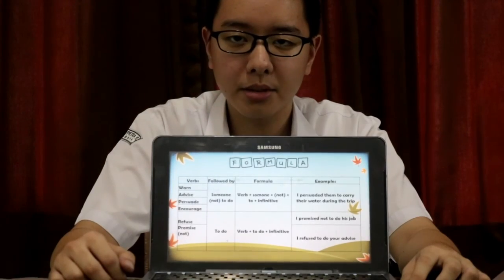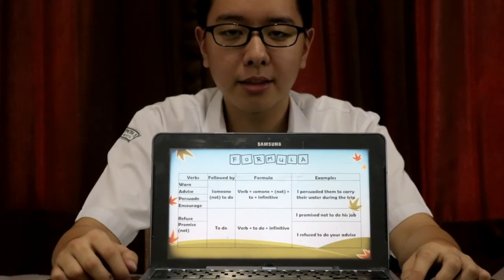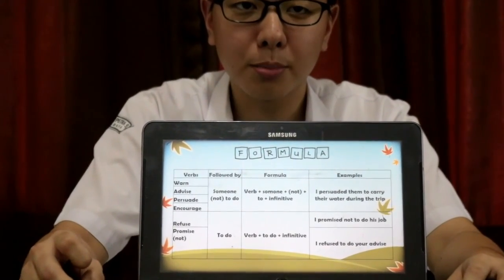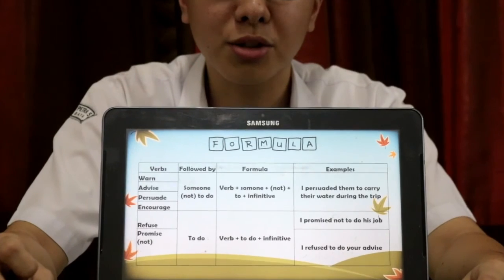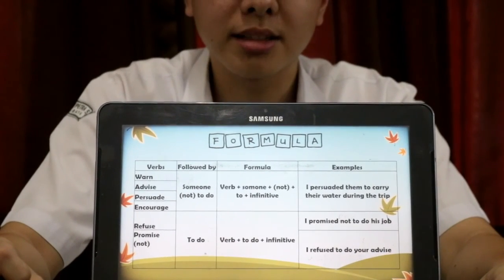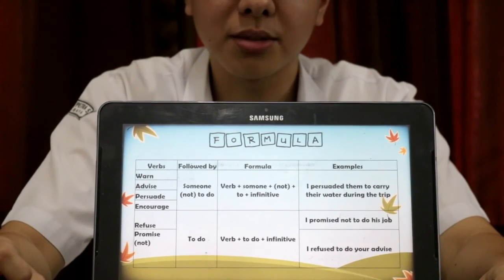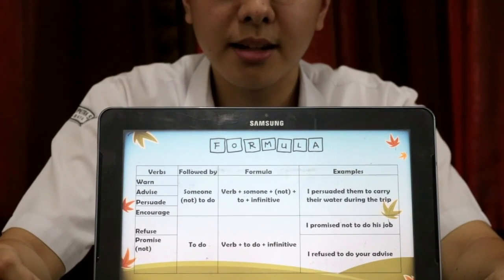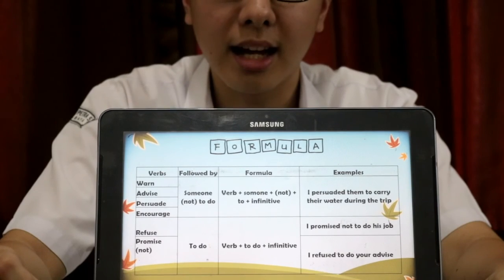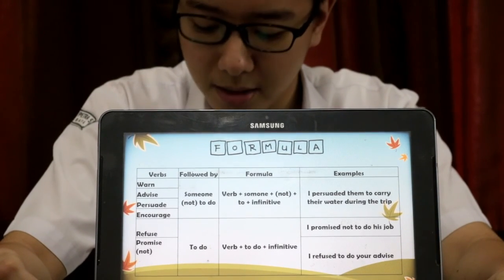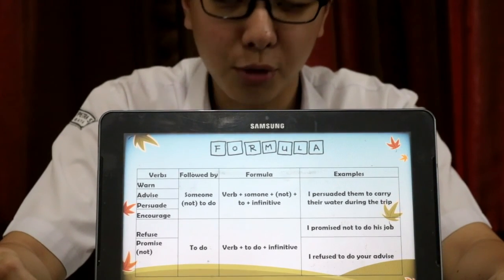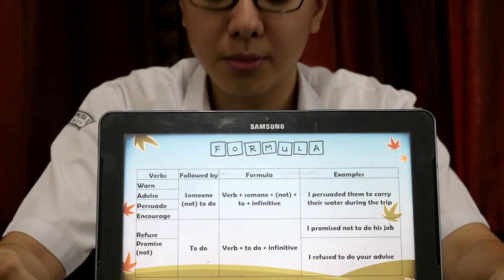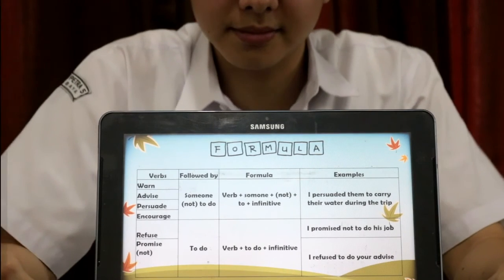And then some verbs like warn, advise, persuade, and encourage, followed by someone to do or someone not to do. The formula is verb plus someone plus to do or not to plus infinitive. And then for verbs like promise, agree, and refuse, followed by to do. The formula is verb plus to do plus infinitive.